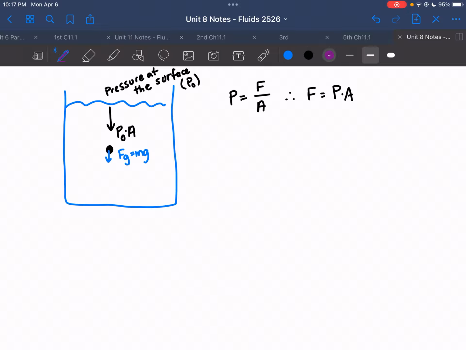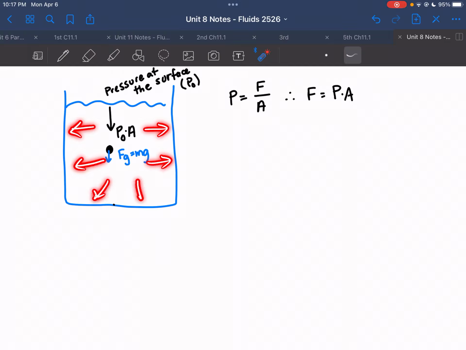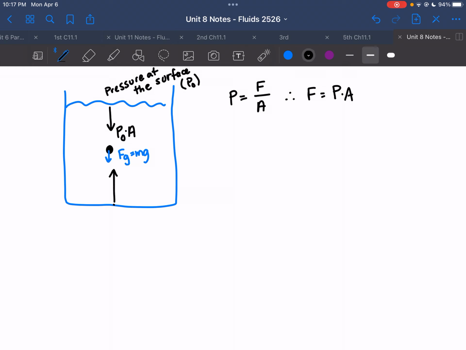And then we have one more force here, and that is the force from the bottom. Because as this water is moving around here, the water is actually applying a force in all directions. And when it does that, the surface is going to push directly back up. So we actually also have pressure from the bottom here, trying to push this object back up. So this is pressure pushing up from the depths.